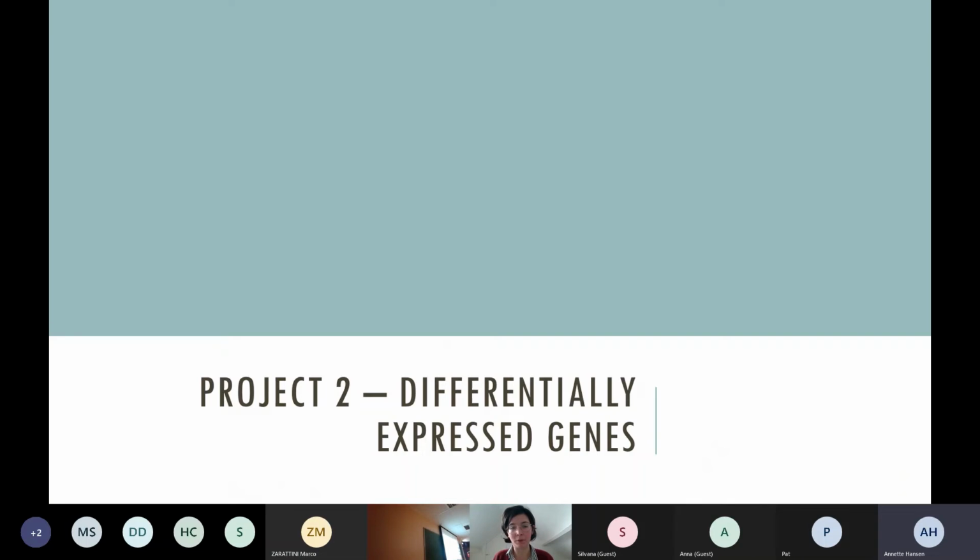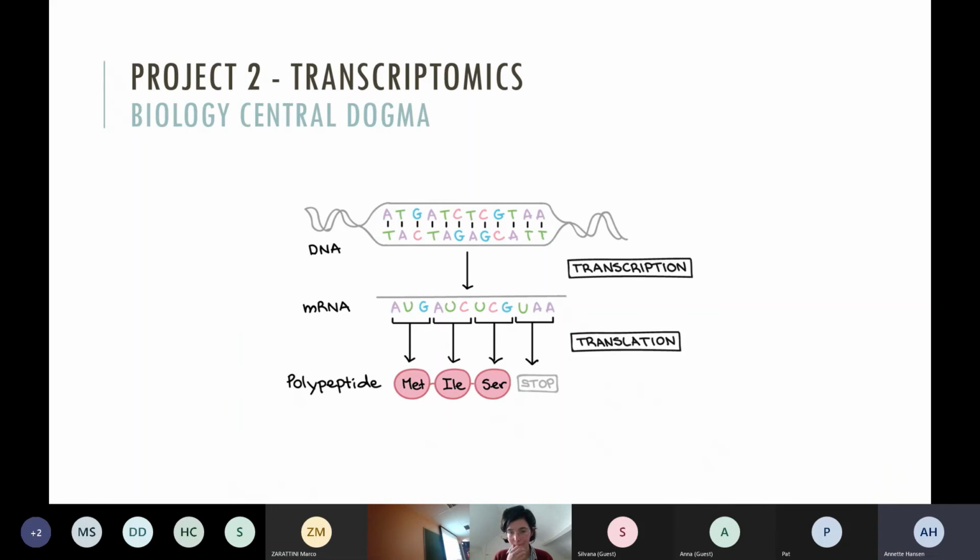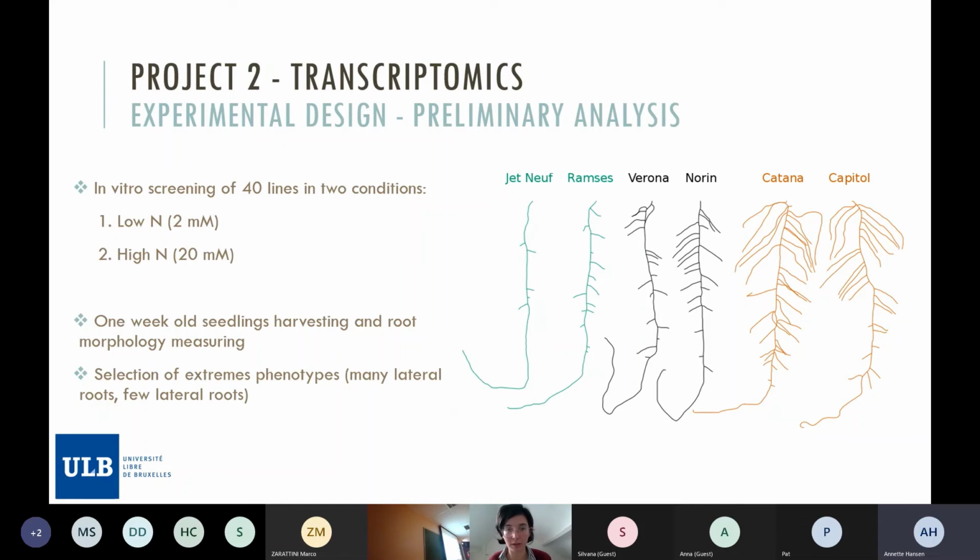For those who are not really into the topic, it's a transcriptomics-related project. After the DNA is transcribed into RNA, here we can see the expression of the gene. So different genes can be expressed differently in response to different stimuli. So also here we did this type of work.